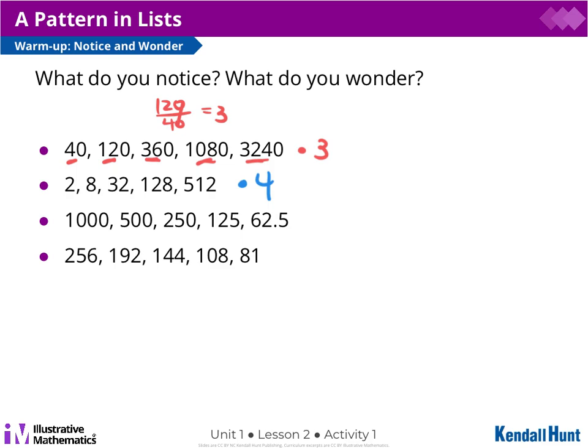So for the next one, let's see, I'm getting smaller. How do I go from 1,000 to 500? So you do the same thing here. Take the number on the right, divided by the number on the left, and here you get 0.5.